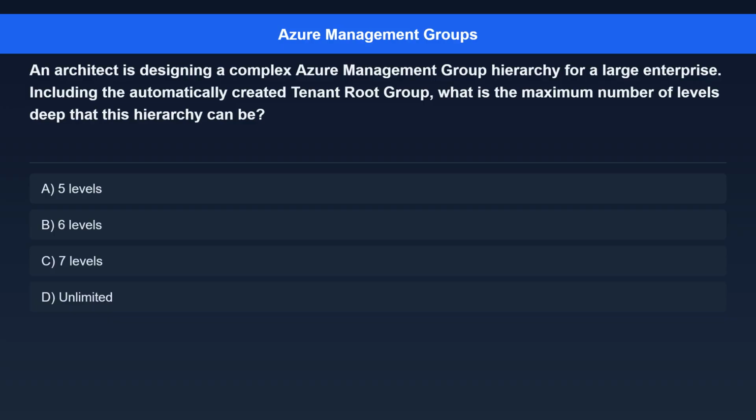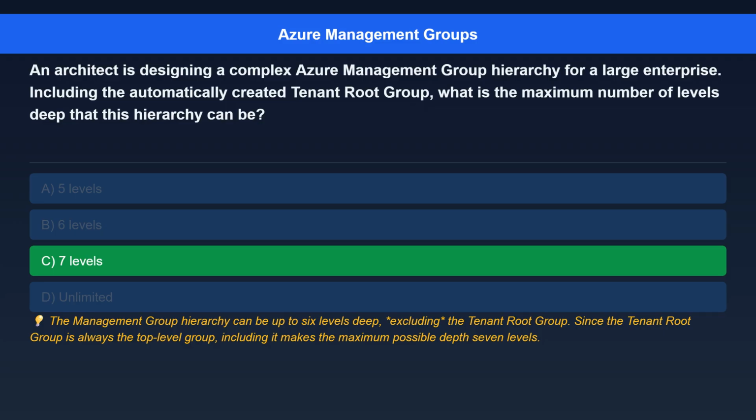Question 5. An architect is designing a complex Azure Management Group hierarchy for a large enterprise, including the automatically created tenant root group. What is the maximum number of levels deep that this hierarchy can be? Option A. 5 levels. Option B. 6 levels. Option C. 7 levels. Option D. Unlimited.